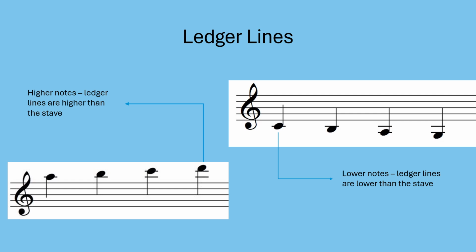Finally, ledger lines are short horizontal lines that are placed above or below the stave that notes can be placed on. Ledger lines are important in music as they allow musicians to play notes that are higher or lower than the given range of the treble or bass clef.